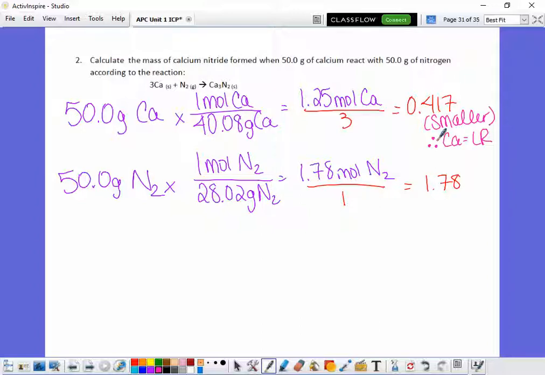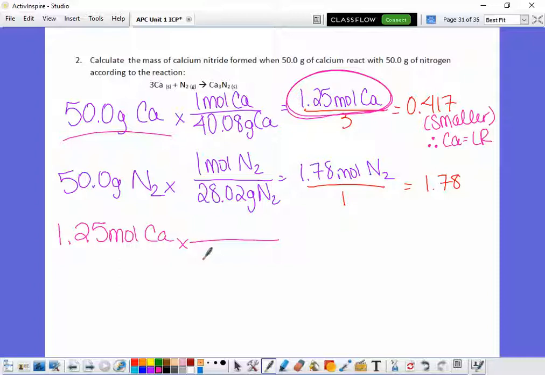So now we can do our stoichiometry. We can take the moles of our limiting reactant and do stoichiometry with that. So 1.25 moles of calcium. We could go back to the mass, but the first step would be what we've already done. So why make yourself have to do more work, right? So 1.25 moles of calcium, and now we're just going to go from moles of calcium to moles of calcium nitride, and then to grams.